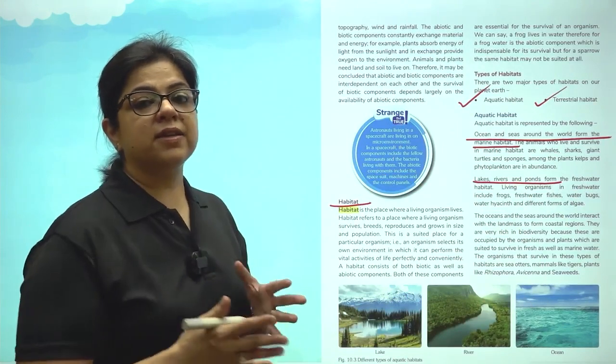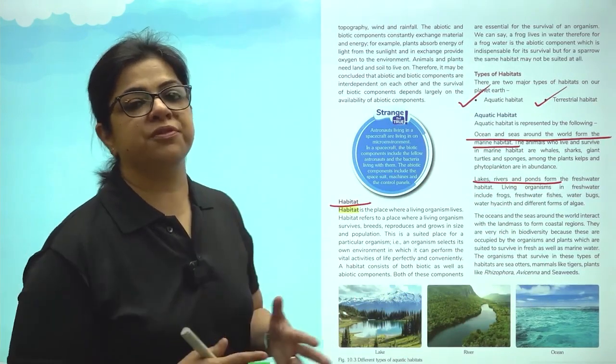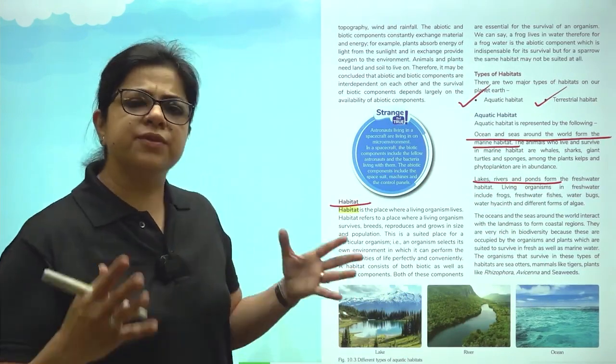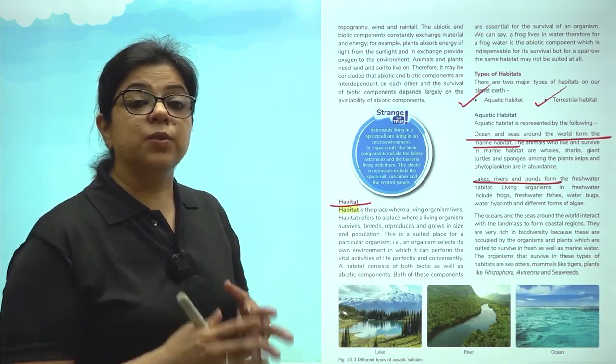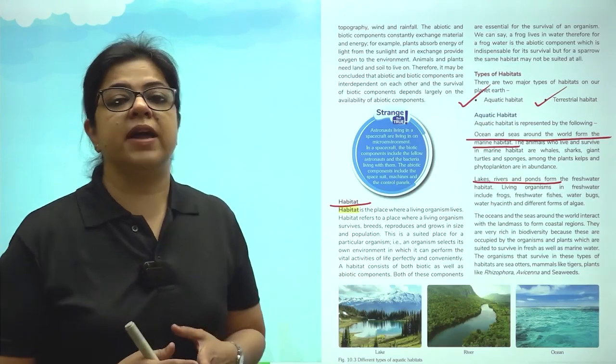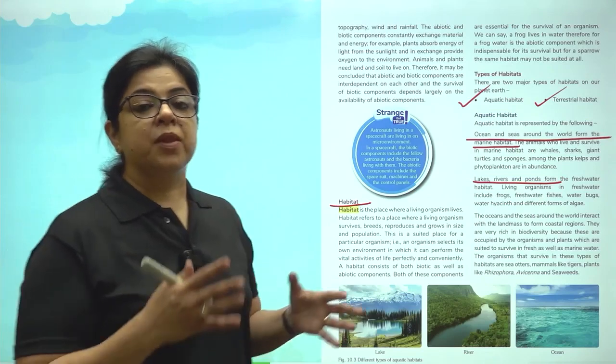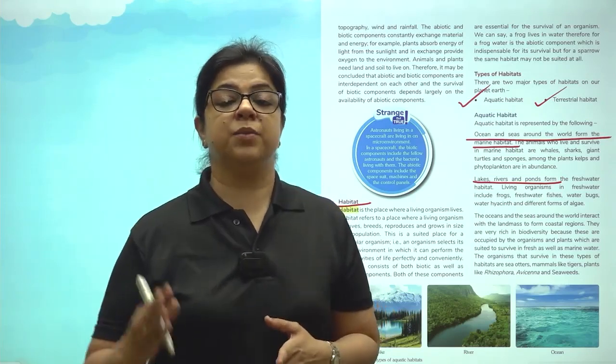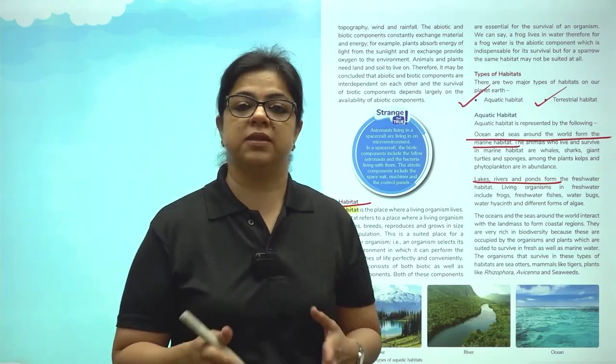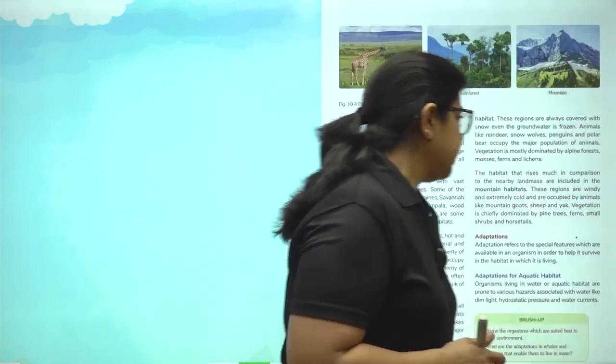The animals that are going to be living in these two different habitats are going to have different characteristics. You will see a larger variety of animals in oceans and seas. But majorly the way they breathe, the way they reproduce is going to be the same.